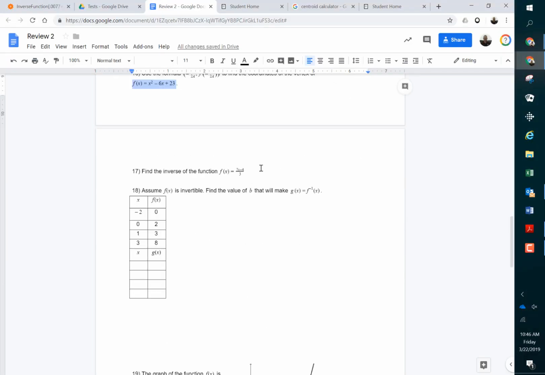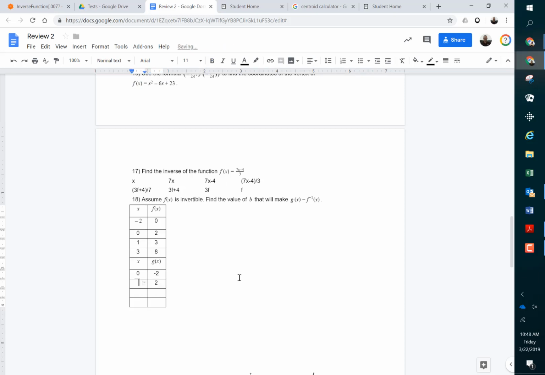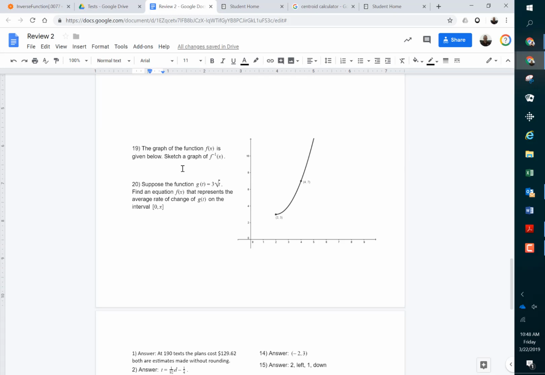Find the inverse of the function, okay, I'm sorry, 2 matches with 0, 3 matches with 1, and 8 matches with 3. Graph of the function f of x is given below. Sketch the graph of f negative 1 of x. Okay, it's going to go through, if we're going to do this, we're going to go over 2 up 3 and over 7 up 4, and it's going to sketch like that.